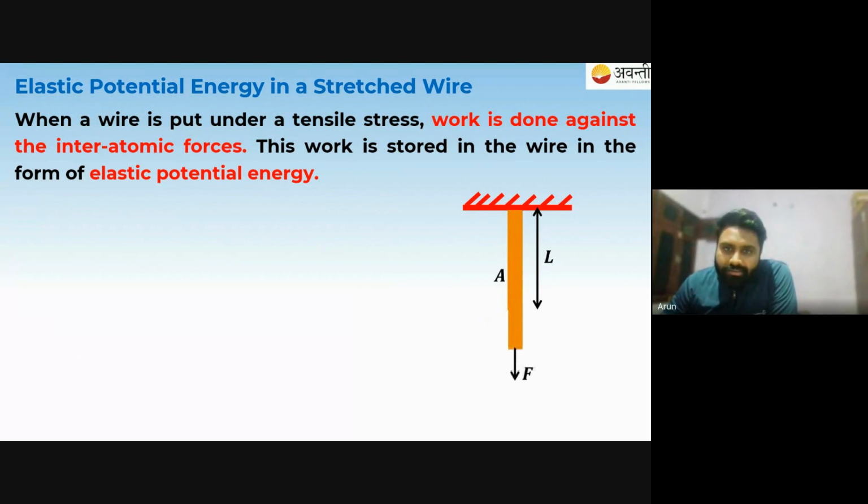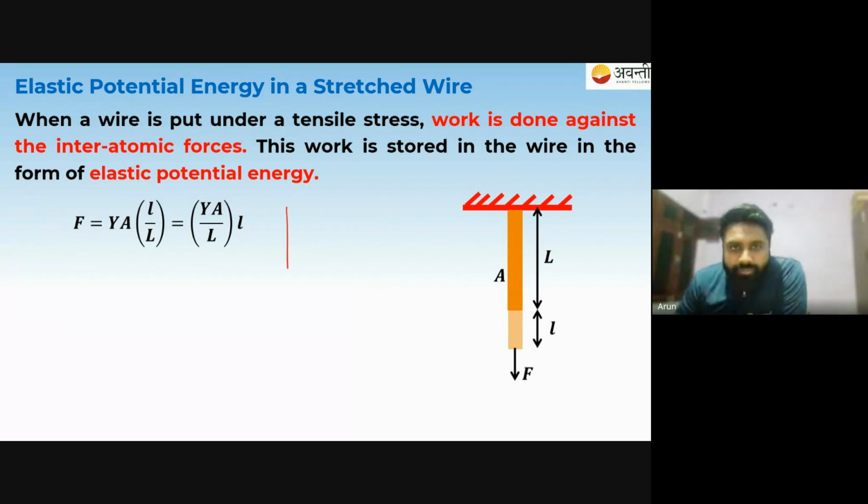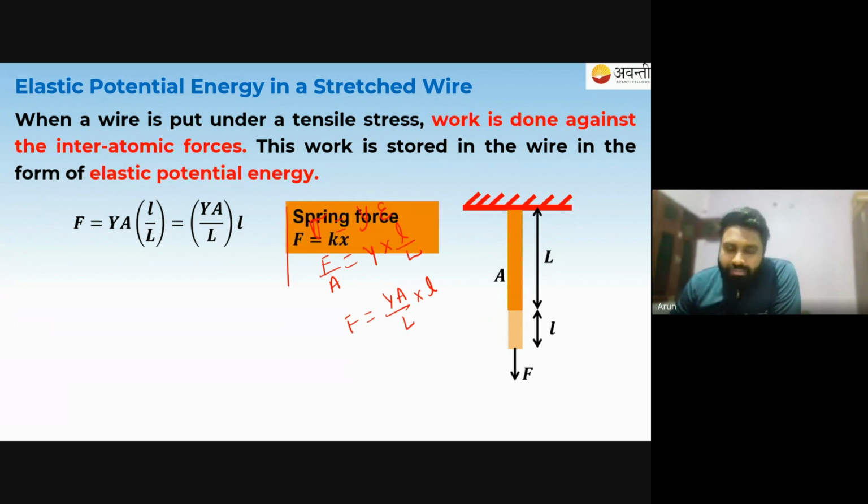We have stressed this wire with a force F. The change in length is small l and the original length is capital L. So we can say that the force is nothing but YA into l upon L. This comes from here: we know that stress is equal to Young's modulus of elasticity into strain. Sigma is nothing but F upon A, Y into epsilon, where epsilon is delta L by L, and delta L is given by small l divided by capital L. So from here you can say that the force is nothing but YA divided by L into small l, same as the spring force.